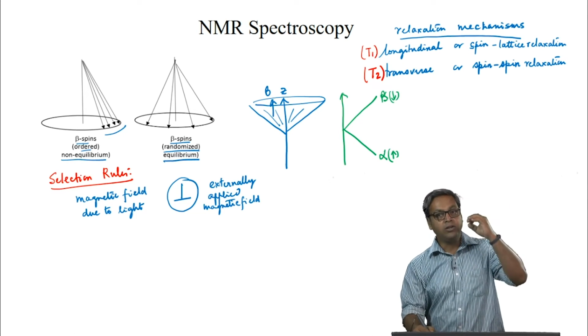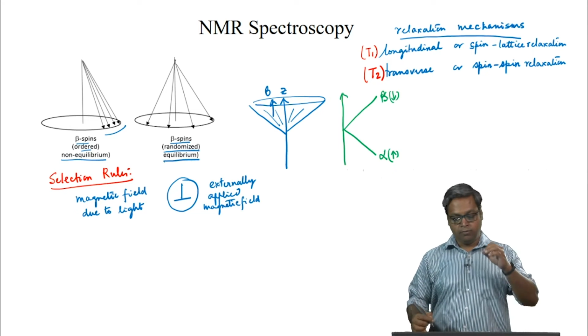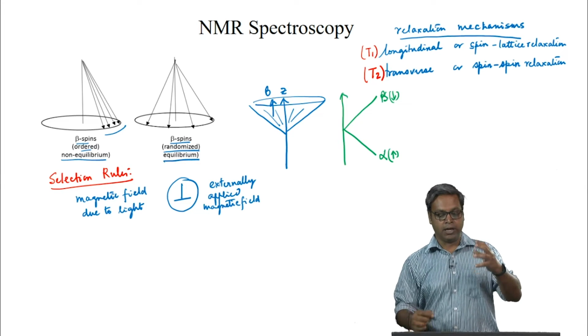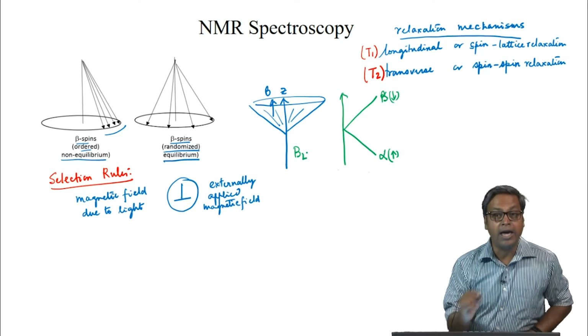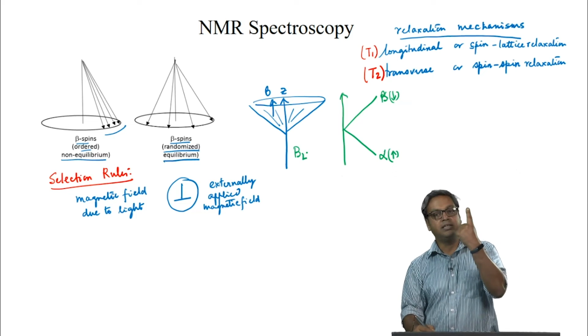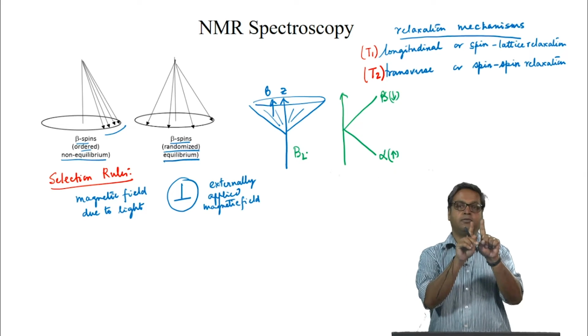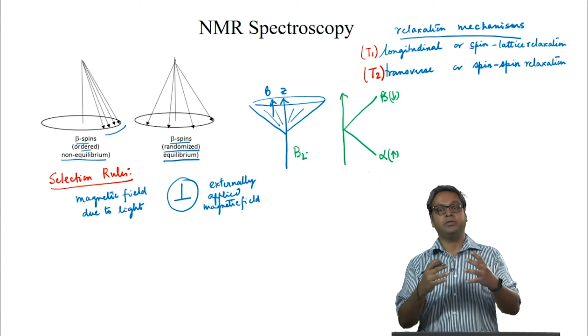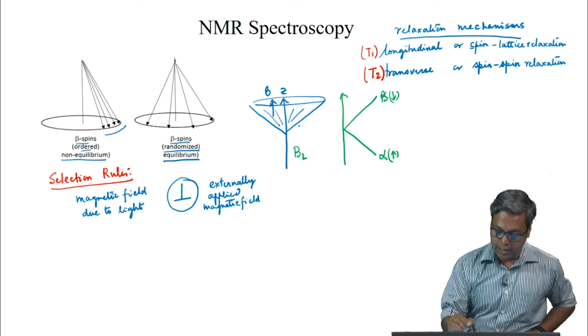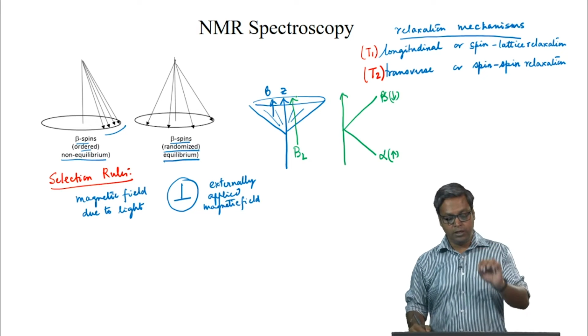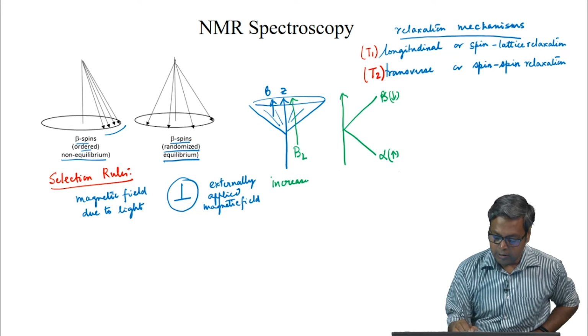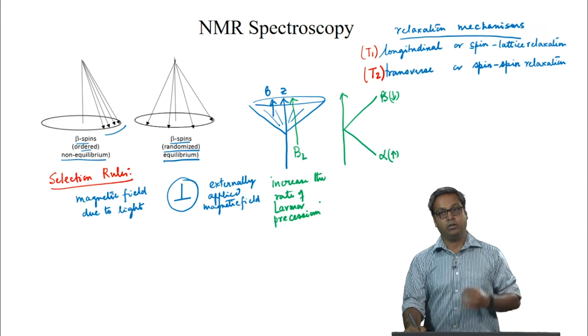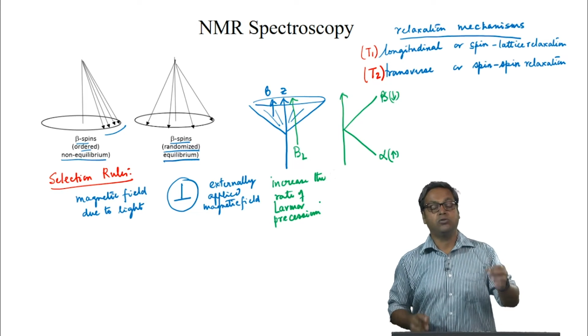If we pass radio frequency in such a direction, for example, if the direction of the radio frequency or the magnetic field of light, which is denoted by BL, is in the z direction, that is parallel to the externally applied magnetic field, it will simply increase the resultant field, making the rate of Larmor precession increase. So, if BL is in the same direction as B, then it will increase the rate of Larmor precession. And there is no motion which can bring the alpha state to the beta state.